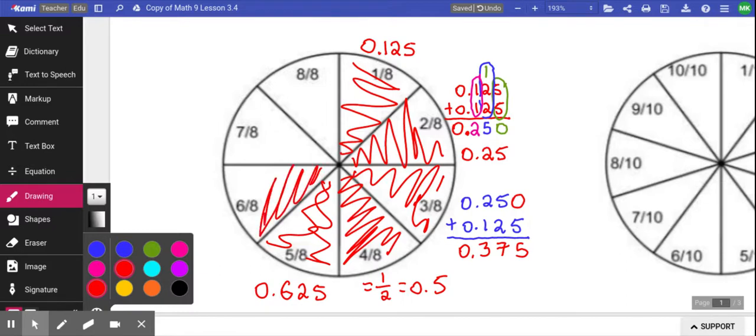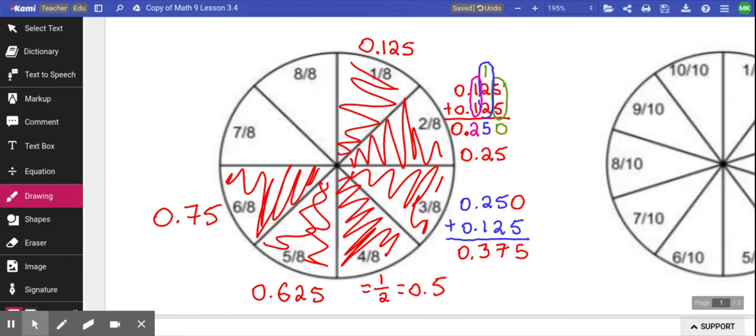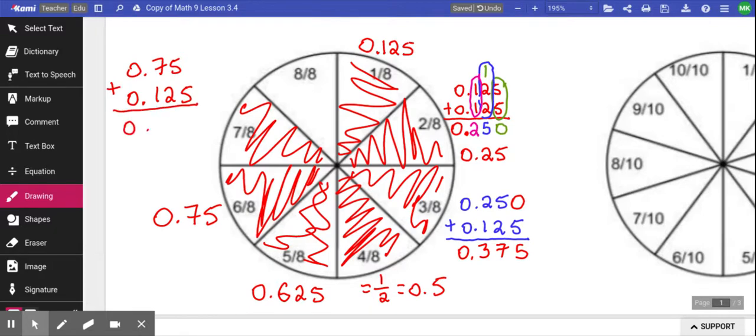6/8, I wouldn't have to add, because I know 6/8 turns into 3/4, which is 0.75. If I wanted to get to 7/8, I would do 0.75 plus 0.125. That gives me 0.875.